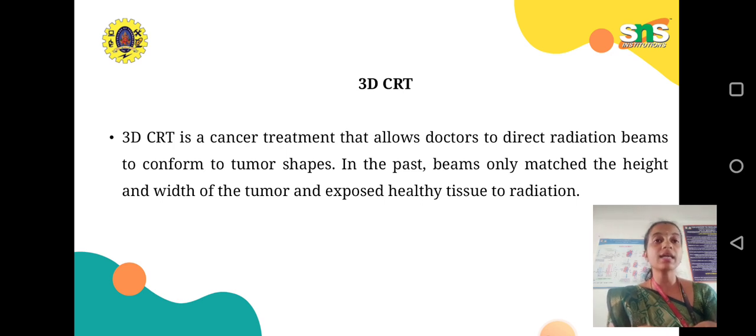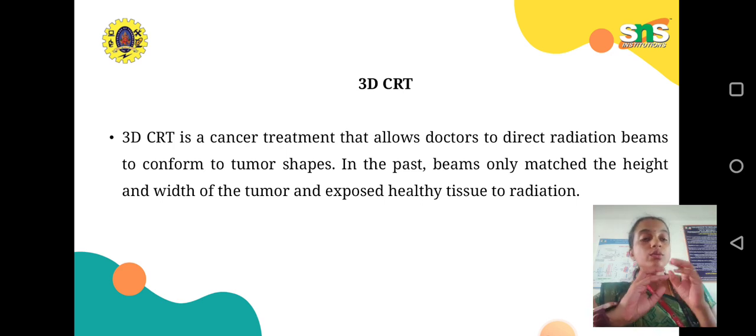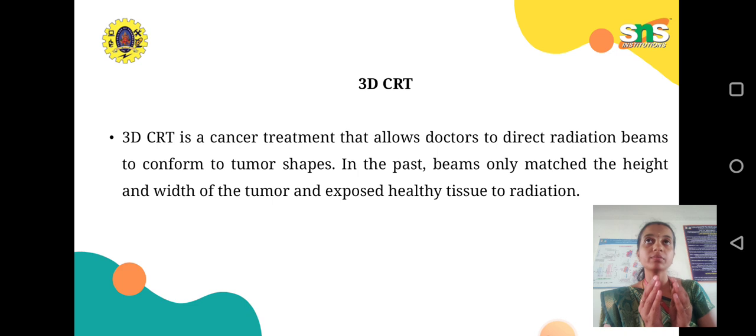3D CRT is a cancer treatment that allows doctors to direct radiation beams to conform to the tumor shapes. It is a cancer treatment therapy that allows doctors to direct the radiation beam to conform to the tumor shape, to identify the tumor shape. This 3D CRT is specifically used for that.